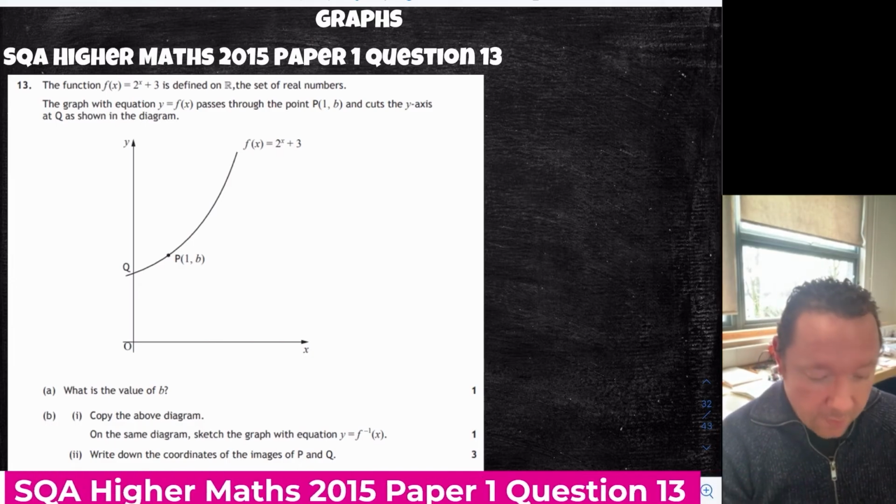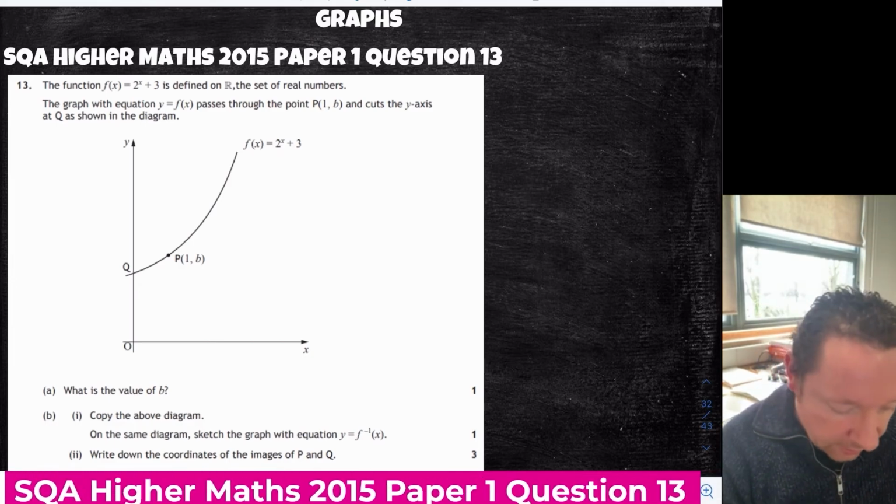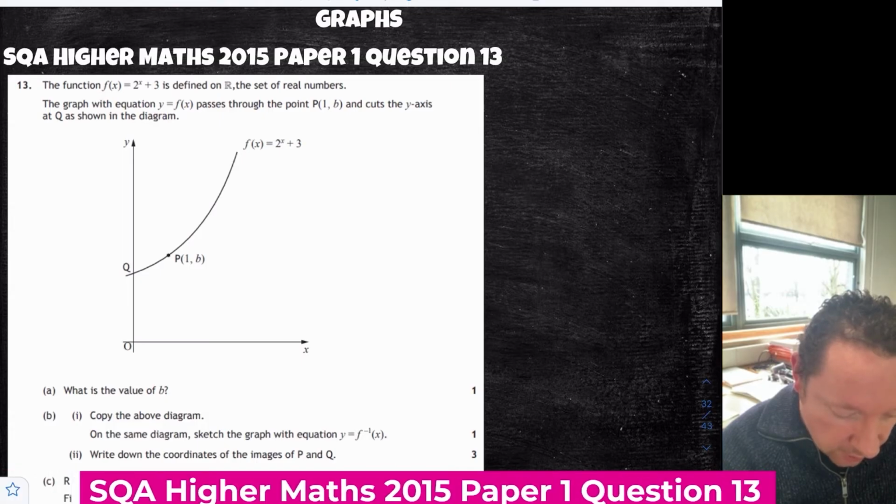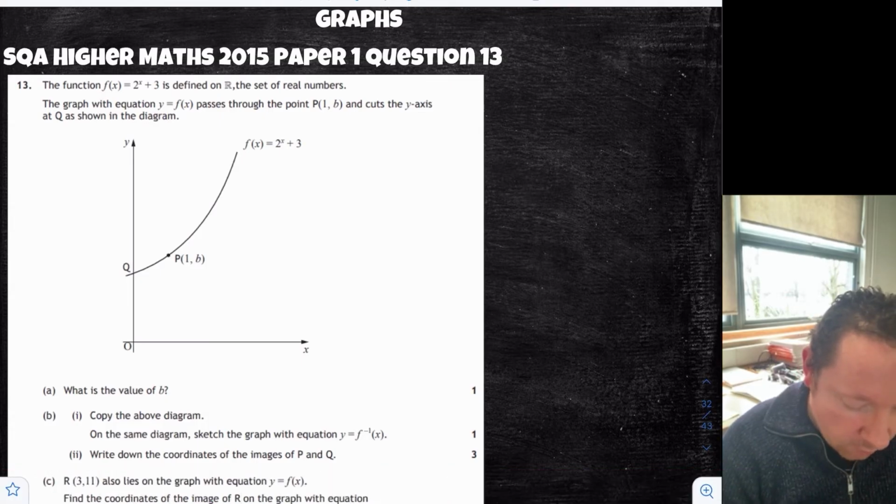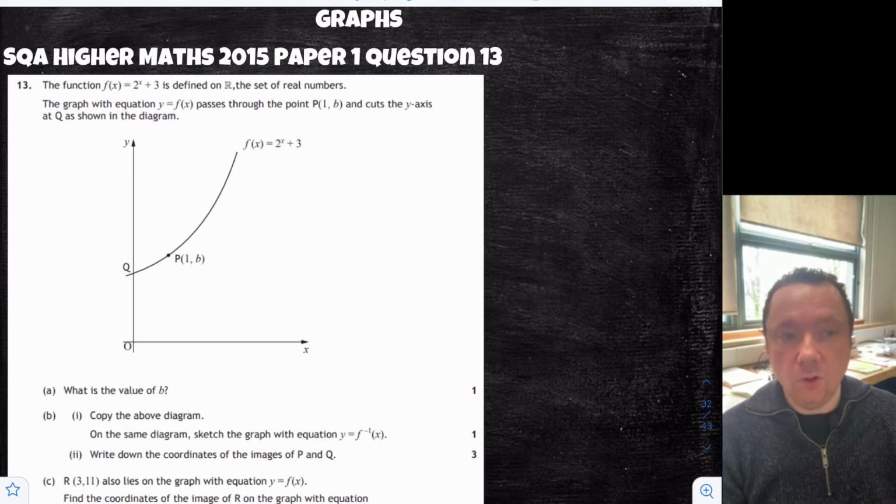Logarithmic graphs, SQA Higher Maths 2015, paper 1, question 13. The function f of x is 2 to the x plus 3 is defined on R, the set of real numbers. The graph of equation y equals f of x passes through 1, b and cuts the y-axis at Q as shown. What is the value of b?